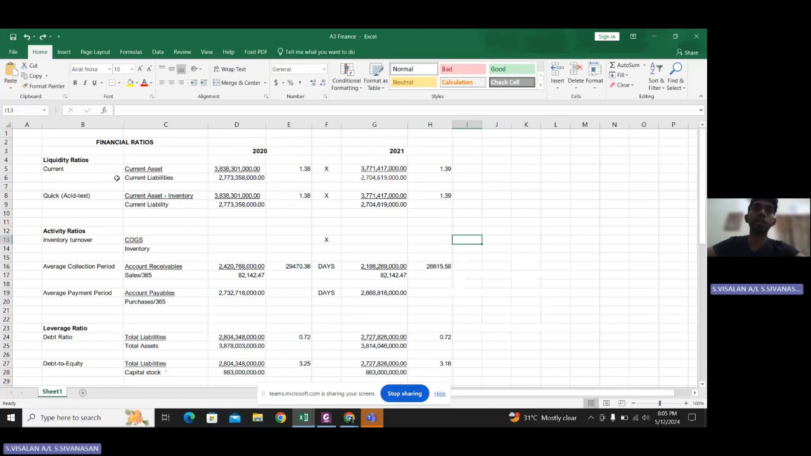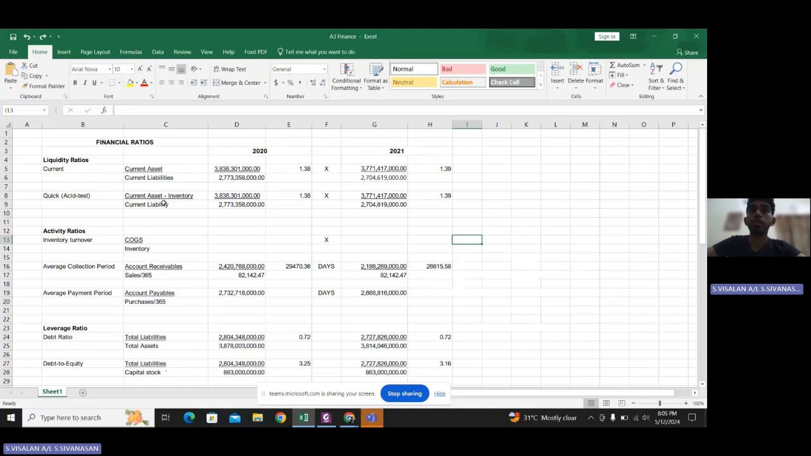Firstly, the current ratio. The formula is current assets divided by current liability. For current assets, 3,838,301,000 divided by 2,773,358,000. So it becomes 1.38. For 2021, the formula is the same, just the numbers are different, and it becomes 101.39.